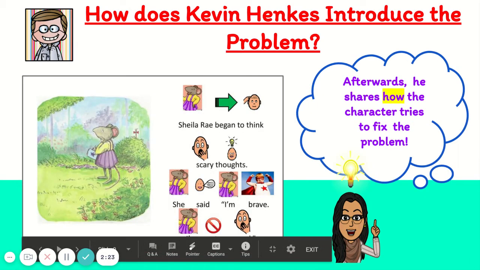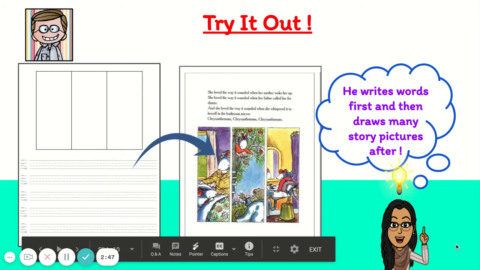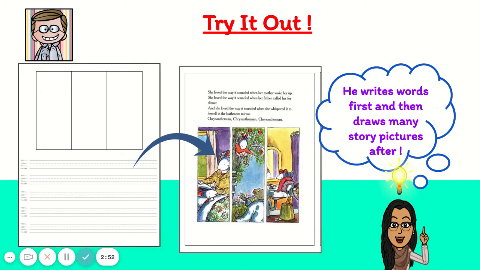Afterwards, he shares how the character tries to fix the problem. Let's see how Sheila Ray tried to fix a problem in her story. Sheila Ray began to think scary thoughts. She said, "I'm brave, I'm not scared." So Sheila Ray tried to calm herself down and not worry about being lost. This is her way of trying to fix the problem. Kevin Hanks also writes his words first and then draws his pictures after. Give it a try.